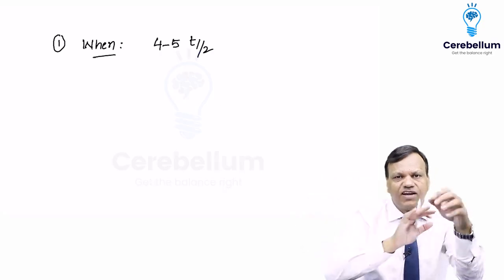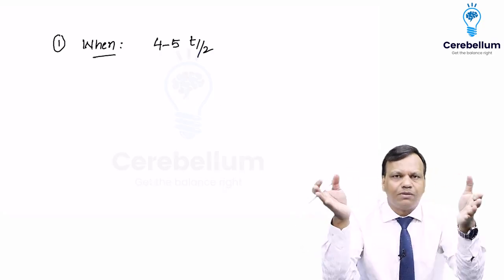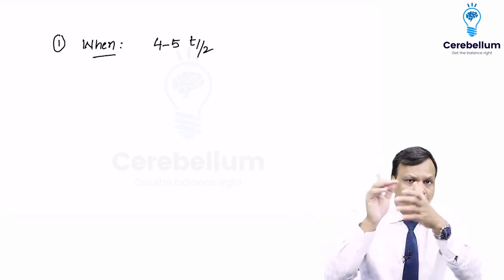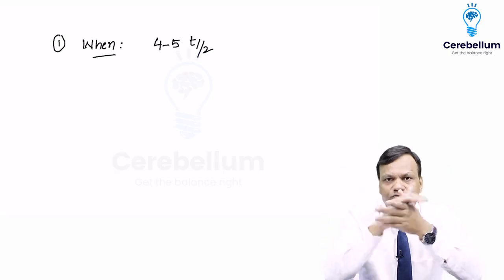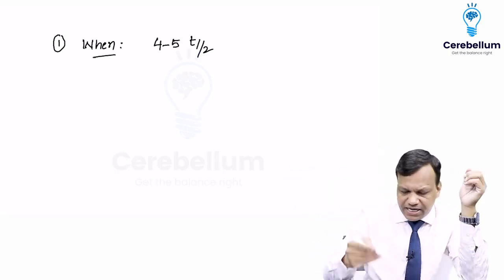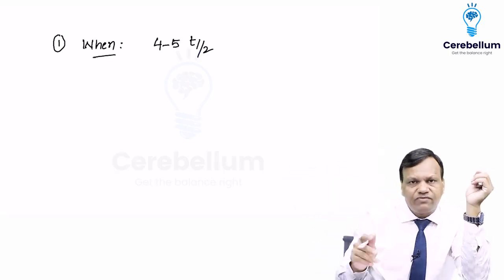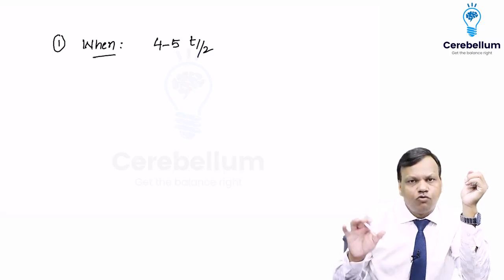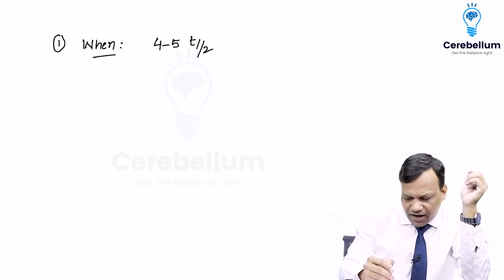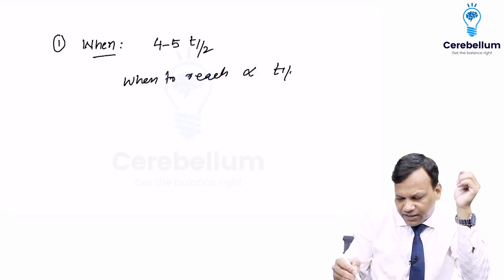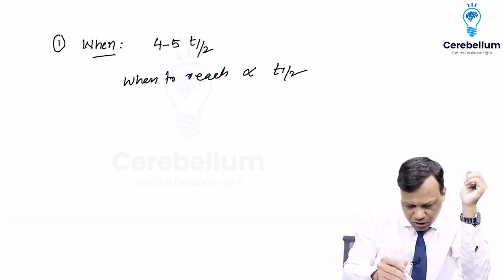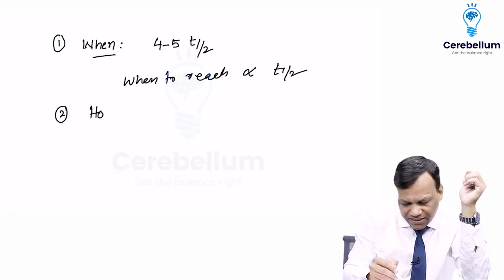Okay? So if half-life of a drug is 2 hours, it will become steady in around 10 hours. But if half-life of a drug is 5 hours, it will take around 25 hours, around 1 day. If half-life of a drug is 24 hours, it will take 5 days. So steady state plasma concentration will be achieved in 4 to 5 half-lives. So when to reach steady state is dependent upon half-life of a drug. Okay. The second question is, how much steady state will be achieved?